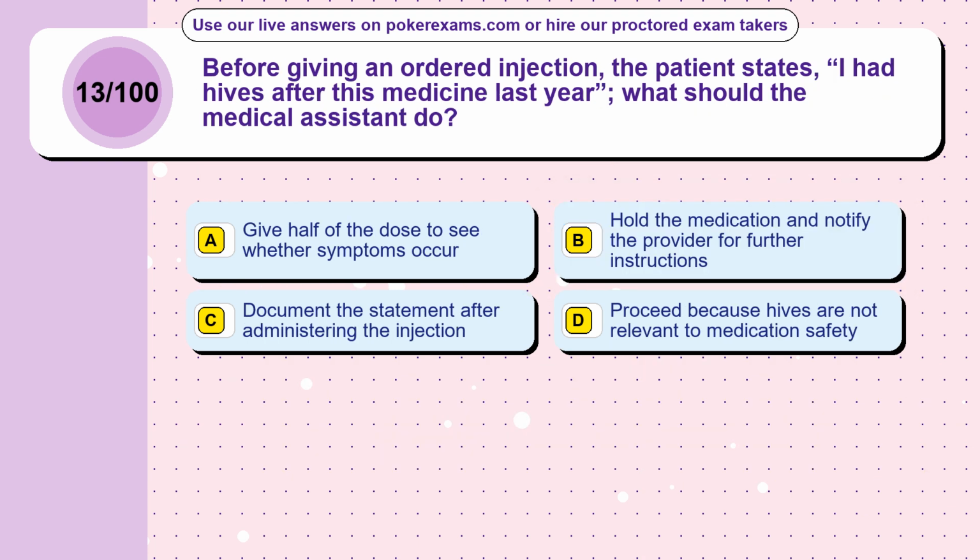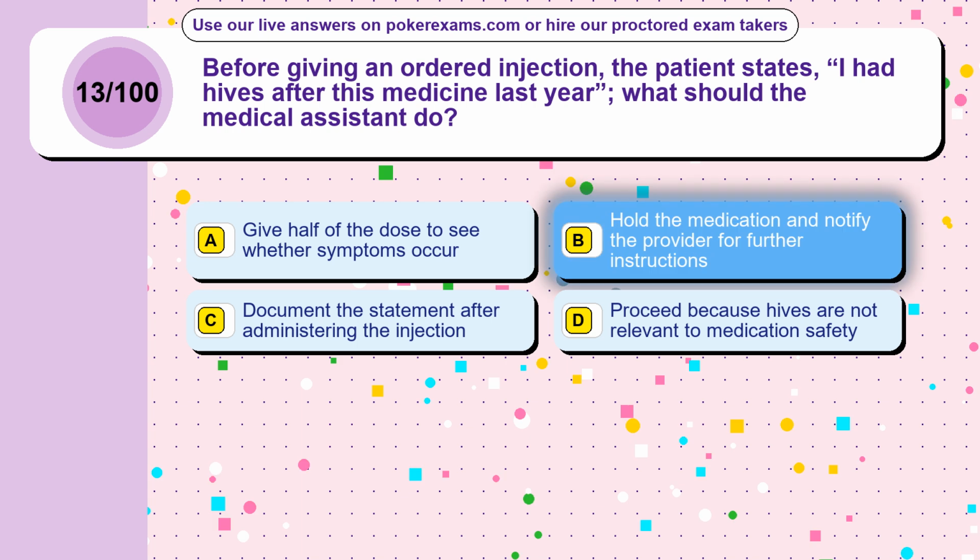Question 13. Before giving an ordered injection, the patient states, "I had hives after this medicine last year." What should the medical assistant do? Option A. Give half of the dose to see whether symptoms occur. Option B. Hold the medication and notify the provider for further instructions. Option C. Document the statement after administering the injection. Option D. Proceed because hives are not relevant to medication safety. The correct answer is option B.